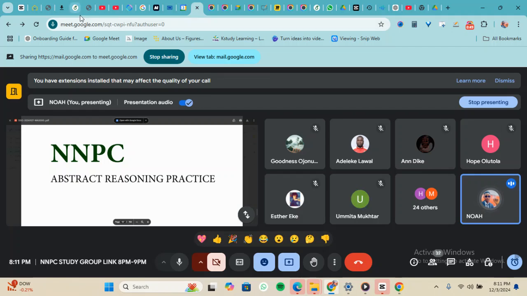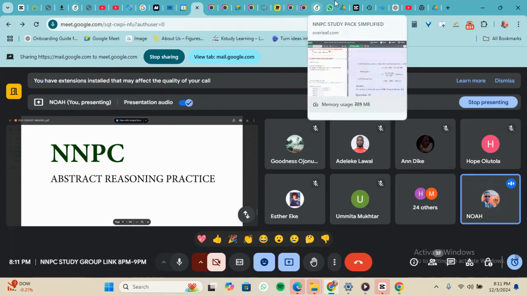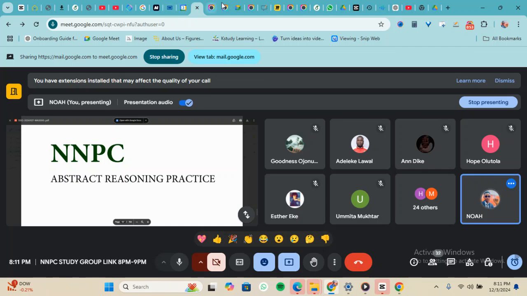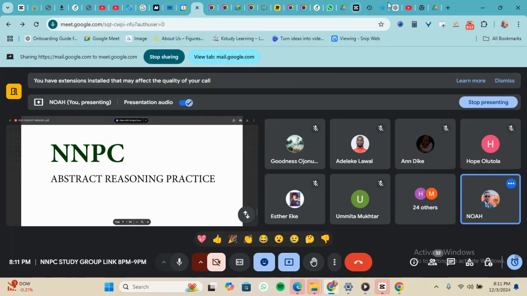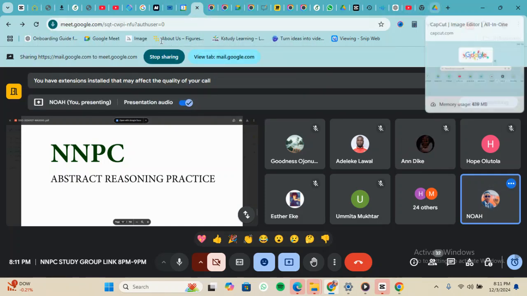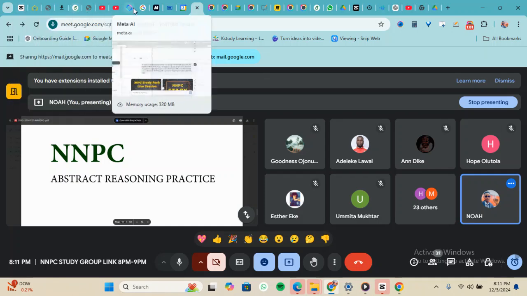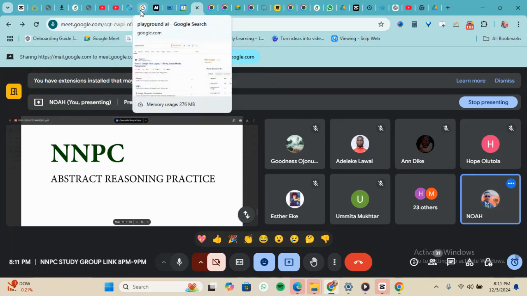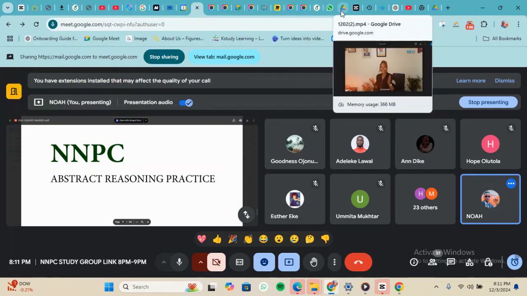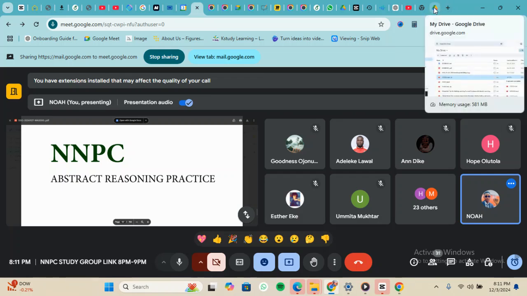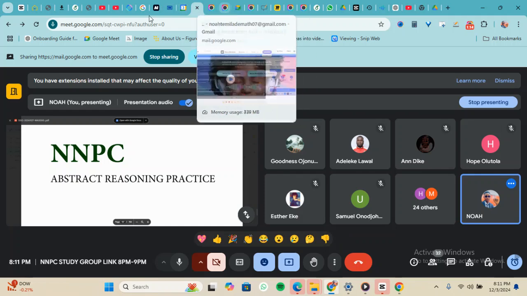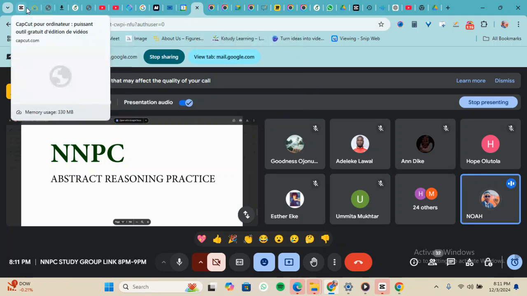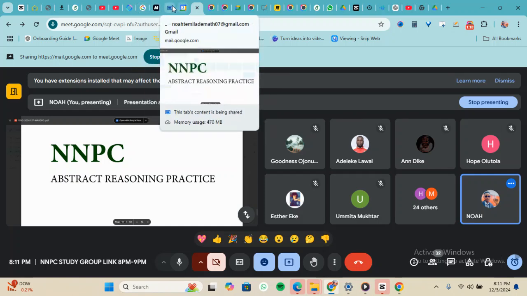So now let's start with the abstract reasoning practice. According to what we have on the screen, as you can see, let me try to open it up. I think it should be somewhere here. Hold on, guys, I'm trying to locate the PDF from here. Where is it? Guys, please hold on. Okay, I've seen it.